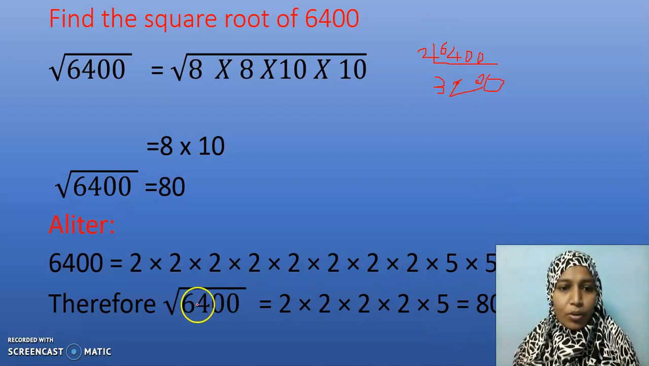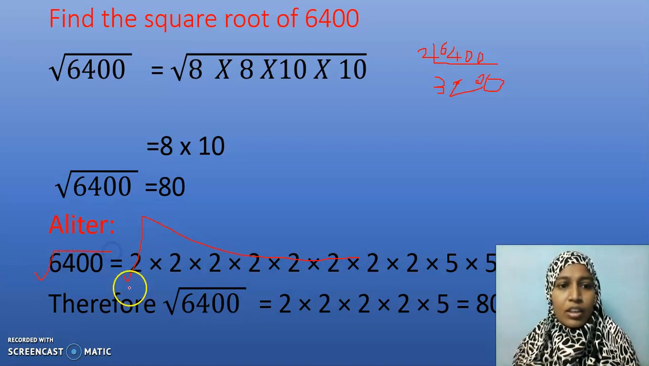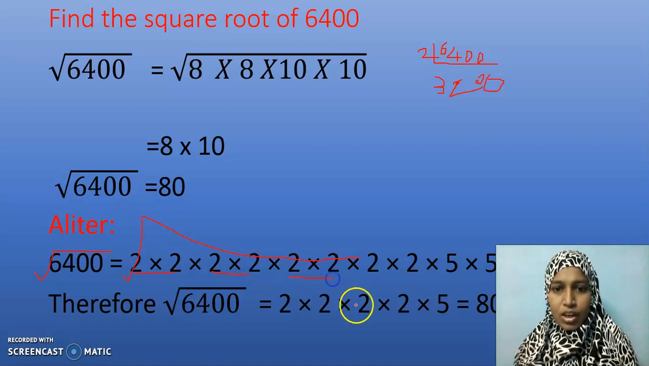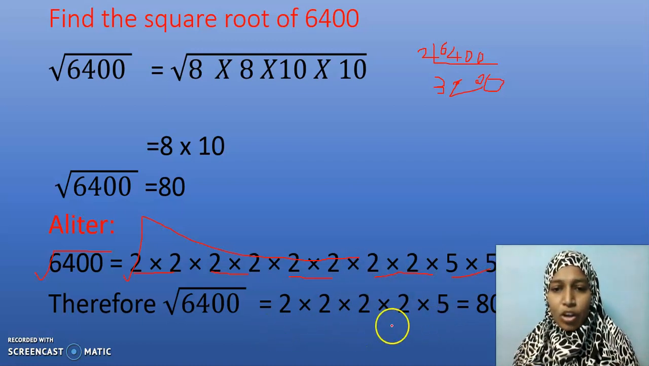To find the square root, I have to take the square root. Isn't it? Here too I will have the square root. Then instead of 2 2s, we will have 1 2. Here another 2 2s, 1 2. Then the next 2 2s, another 1 2. How many pairs of 2 did I have? 1, 2, 3, 4. So I got 4 2s here, and 1 pair of 5. So when I remove it from the square root, I have 1 5. If I multiply all these, I get 80 to be the answer.